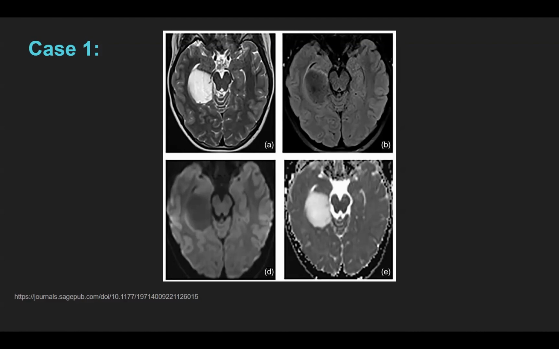Then the image D looks like a DWI showing a core of hypointensity, but surrounding hyperintensity. So this looks like it doesn't have restricted diffusion. Looking at E, an ADC map showing a hyperintense lesion, so there is no diffusion restriction. So there's a T2-FLAIR mismatch without diffusion restriction in this lesion.